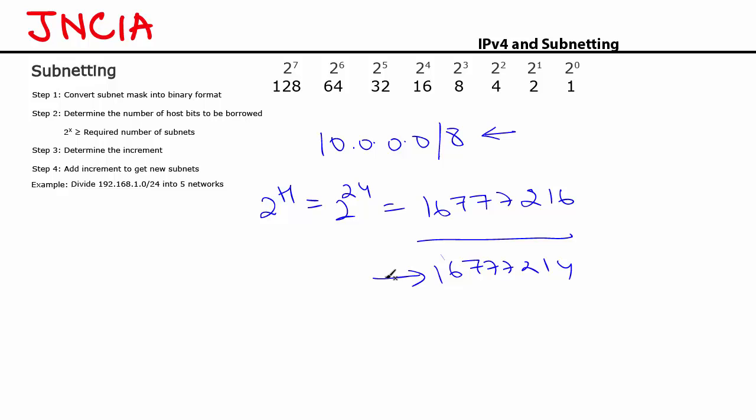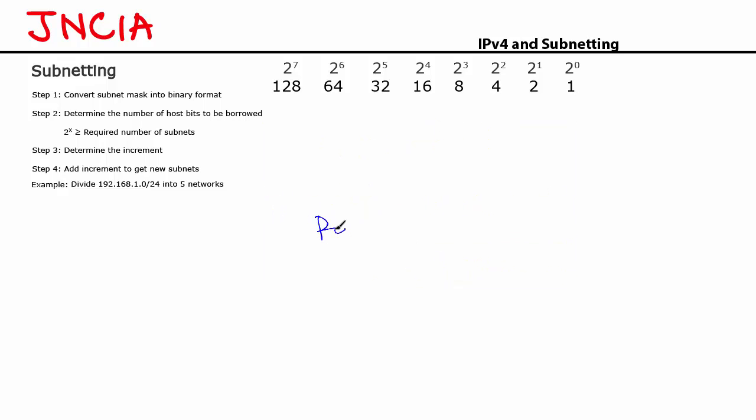Let's look at another example. Let's say we have two routers. This is router 1 and this is router 2.